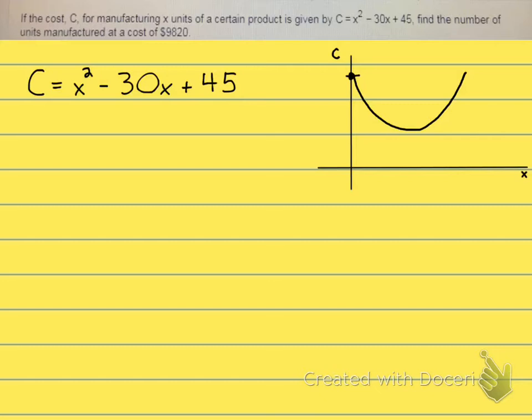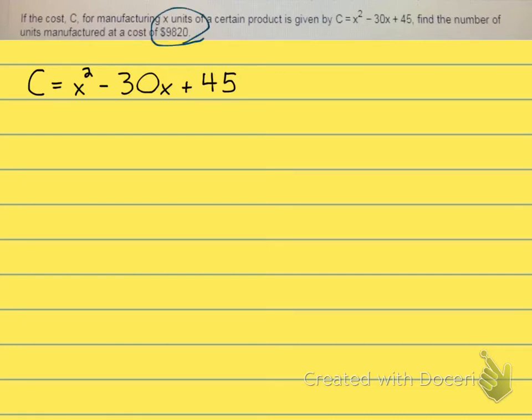Okay, now you don't need to know any of that. So let me get rid of that. The thing you need to know is that the cost they give us right here is 9,820. And that's what we're going to plug in right here. So the cost is 9,820, and that equals X squared minus 30X plus 45.